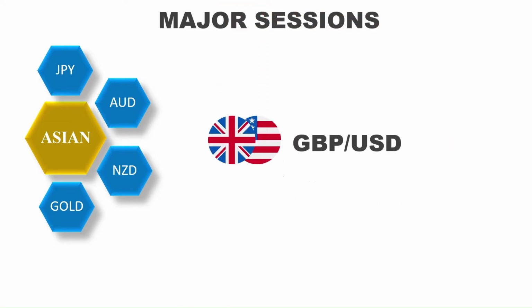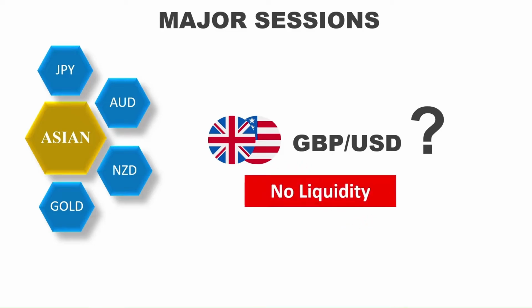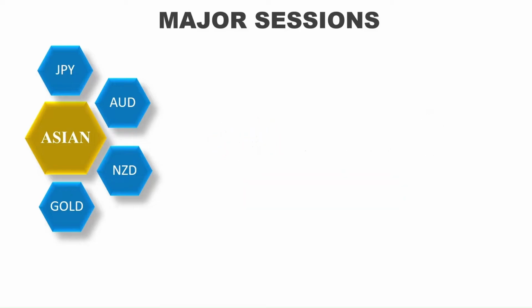So if someone wants to trade pound dollar in the Asian session, would that make any sense? The answer is no. The British pound and US dollar trades are extremely limited in Asian session. So we will have no liquidity in movements we would like to see when we place trades. So we need to look at the pairs that are being actively traded in these sessions.